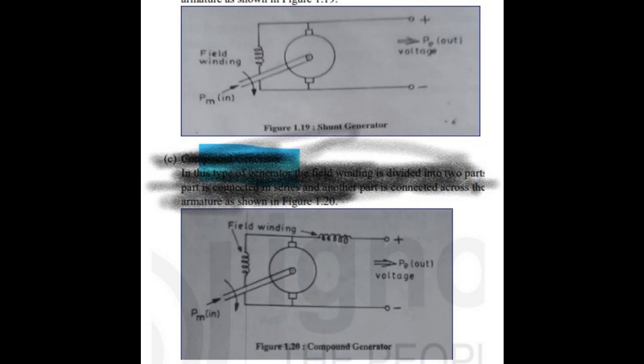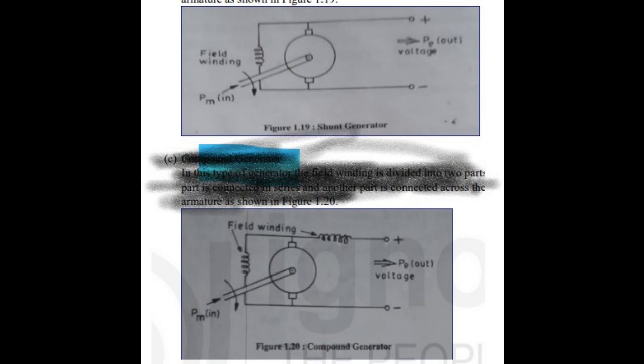Generator EMF. When the armature of a DC generator starts rotating, the EMF induced across it is given by E = ZNΦP/60A (1.14), where Z equals total number of conductors, N equals speed in RPM, Φ equals flux per pole, P equals number of poles, and A equals number of parallel paths. A equals P for lap wound generator, A equals 2 for wave wound generator.